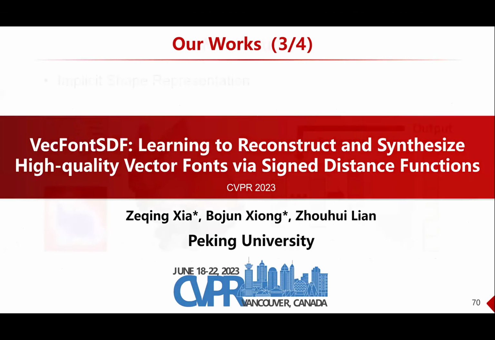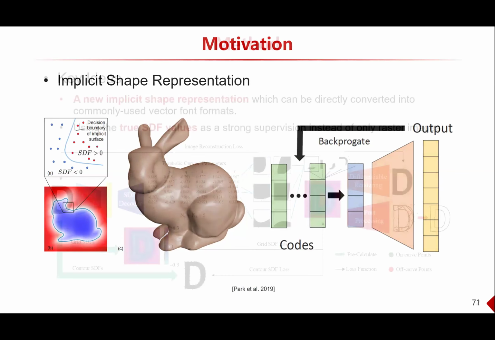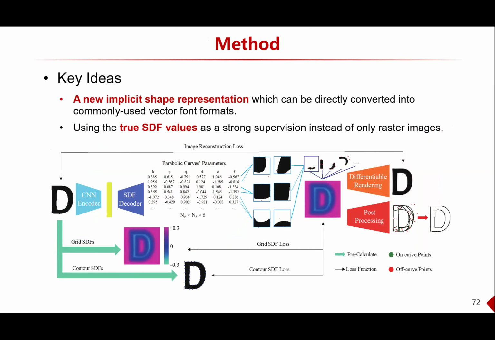Okay, I will briefly introduce this work, VecFontSDF, also published in CVPR 2023. As we know, implicit shape representation like SDF has been proved effective in shape modeling and analysis. Therefore, we would like to see whether it is possible to reconstruct and synthesize high quality vector fonts using SDF. The key ideas are twofold. First, we design a new implicit shape representation, which can be directly converted into the commonly used vector font formats, consisting of the Bezier curves and lines. Second, we use the true SDF values as a strong supervision instead of only the raster images.